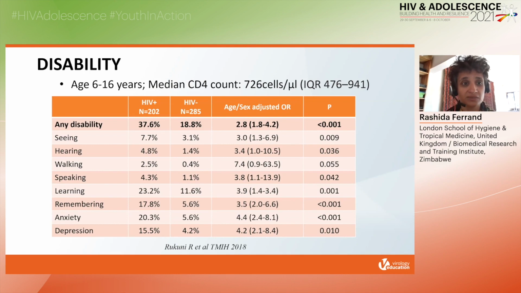This is a study that was done in Zimbabwe comparing positive and negative adolescents, very well immune reconstituted with a median CD4 count of 726. And what you can see across all domains is that this was related to a much higher prevalence of disability in lots of domains, and an odds ratio of 2.8 for any disability in HIV positives compared to negatives.